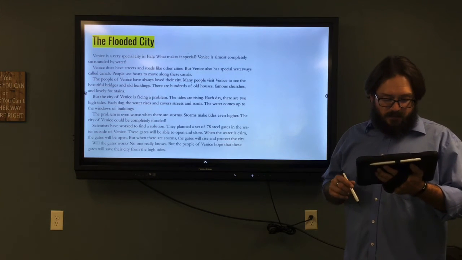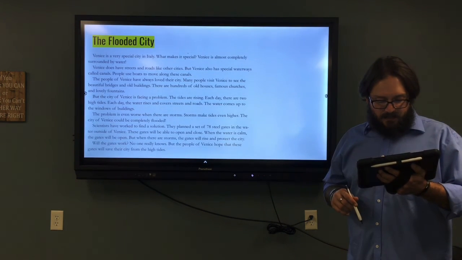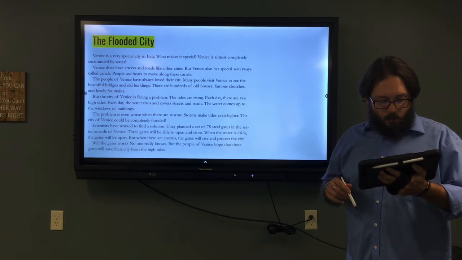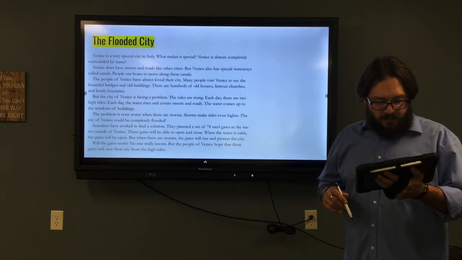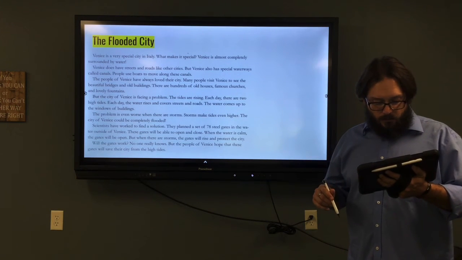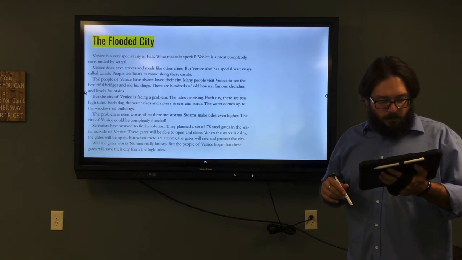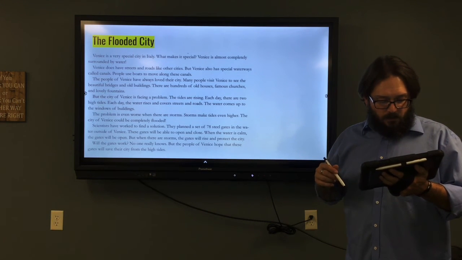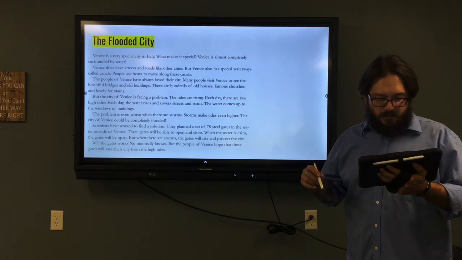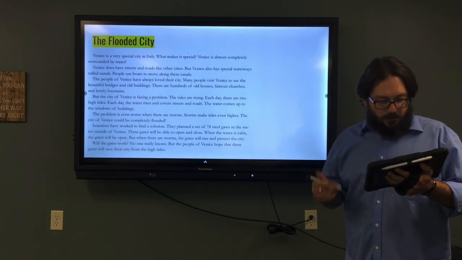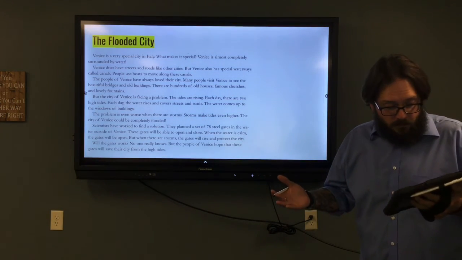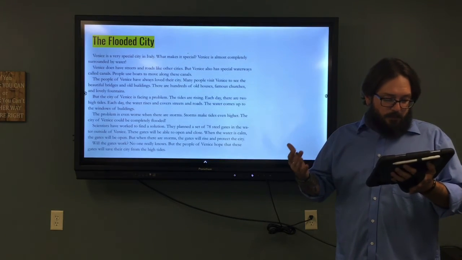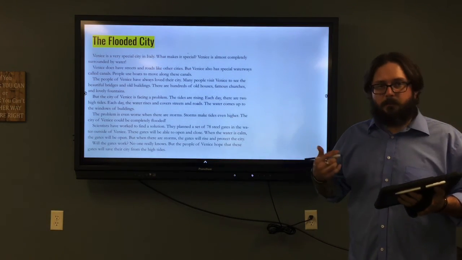Scientists have worked to find a solution. They planned a set of 78 steel gates in the water outside of Venice. These gates will be able to open and close. When the water is calm, the gates will open, but when there are storms, the gates will rise and protect the city. Will the gates work? No one really knows. But the people of Venice hope that these gates will save their city from the high tides.